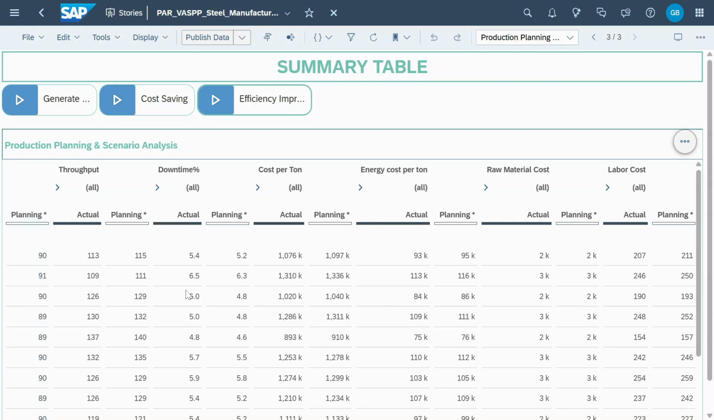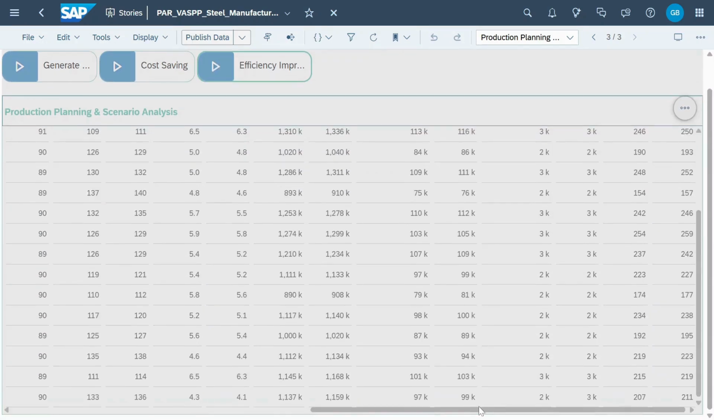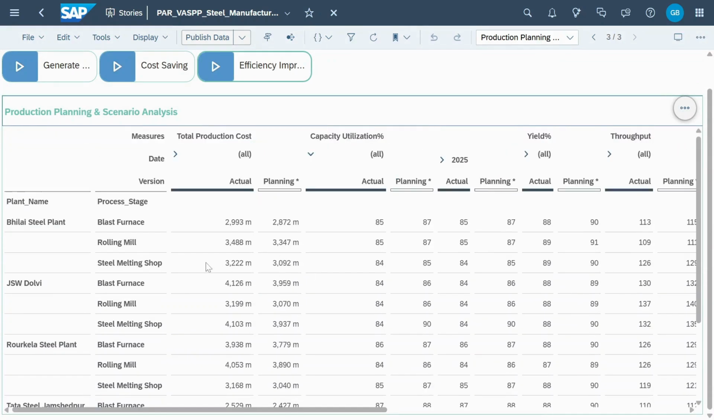Overall, this summary table transforms production and cost data into a single actionable view, enabling faster planning decisions and tighter control over the gap between plan and reality.